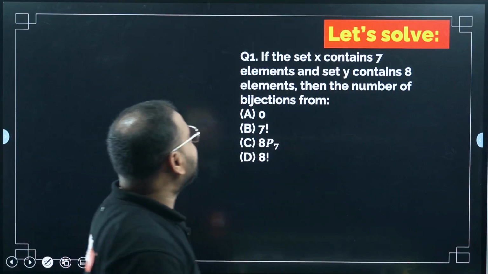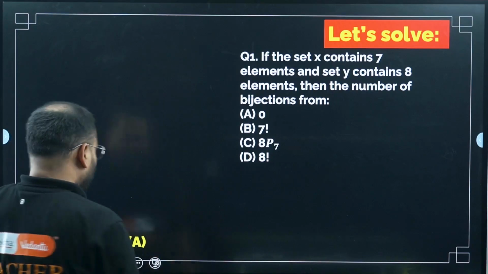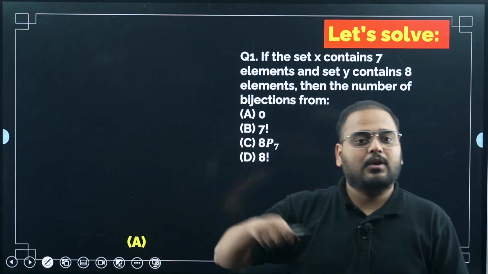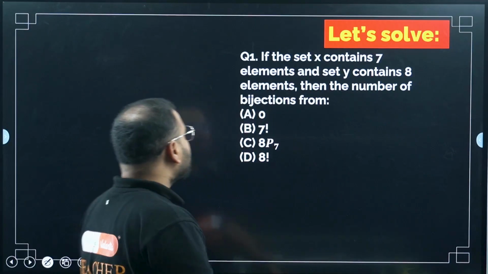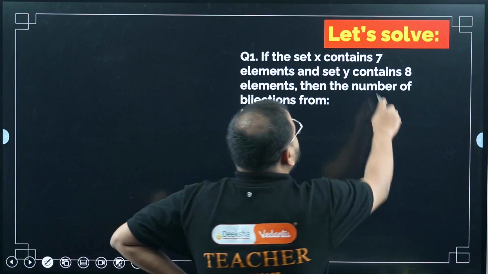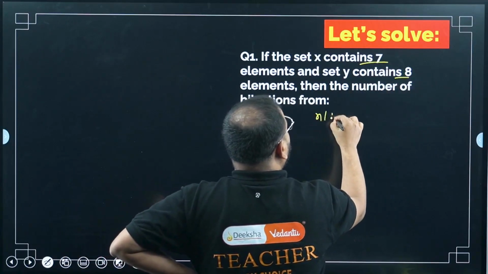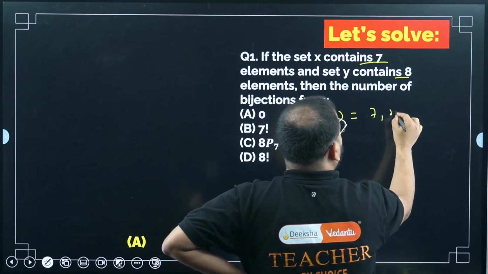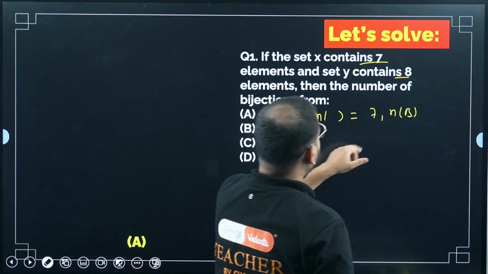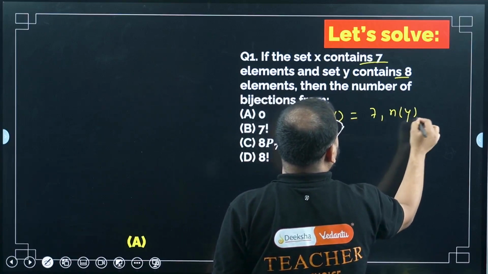If the set X contains 7 elements and set Y contains 8 elements. Okay, quickly we'll do. If you just have to check your answers, I've given the answers over here as A. You can quickly take that and write it as +1, because I know you've all got this question right. Set X contains 7 elements, set Y contains 8 elements. So what it says is n of A is 7, n of B, no, it's not A and B, it's X and Y. So it is n of X is 7 and n of Y is 8.